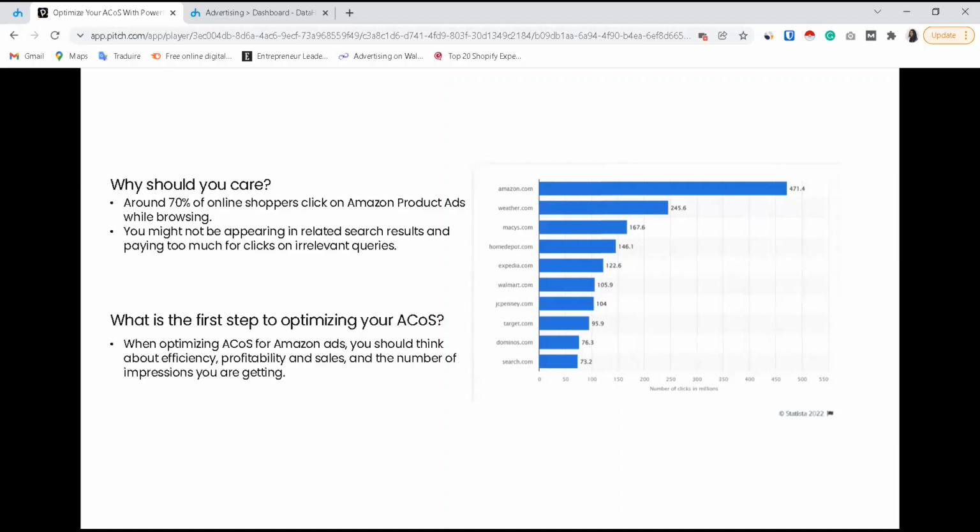And when optimizing ACoS for Amazon ads, you should think about efficiency, profitability, and sales, and the number of impressions you're getting. When looking at advertising efficiency, ACoS is one key factor to look at. And in today's live session, we'll be breaking it down into multiple factors that impact ACoS on Amazon.